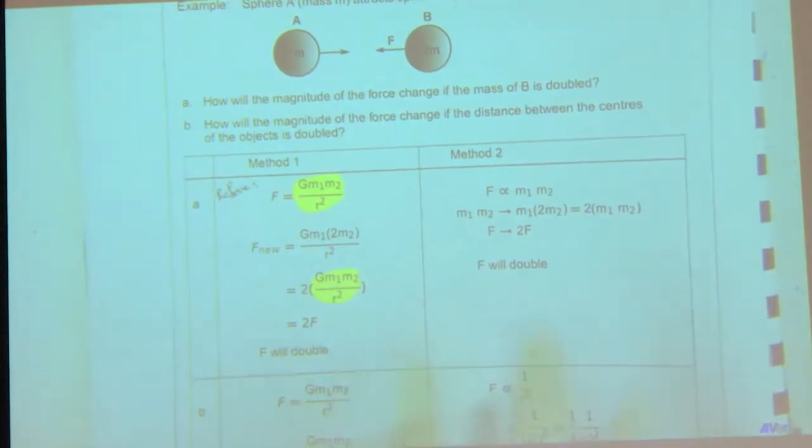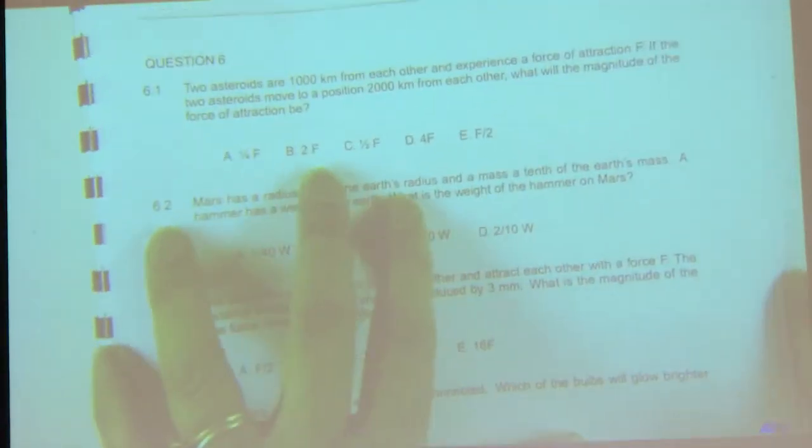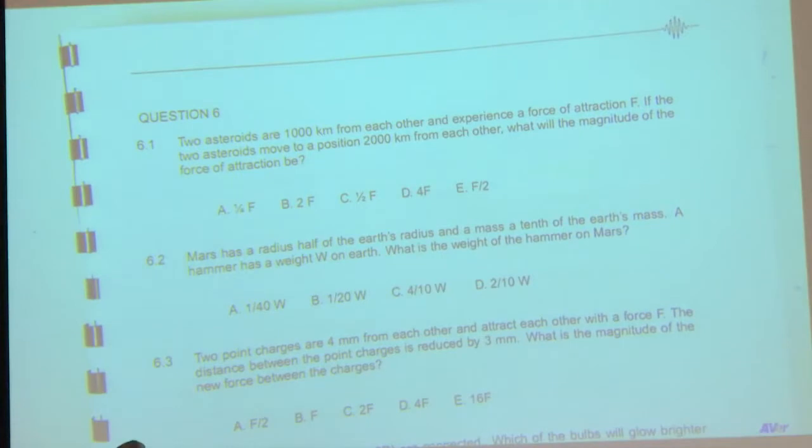I think we don't even have to look at the second one. I think you are ready to look at the first one on the next page. Page number 6, number 1, 6-1. See if you can decide which multiple choice answer is the correct one.